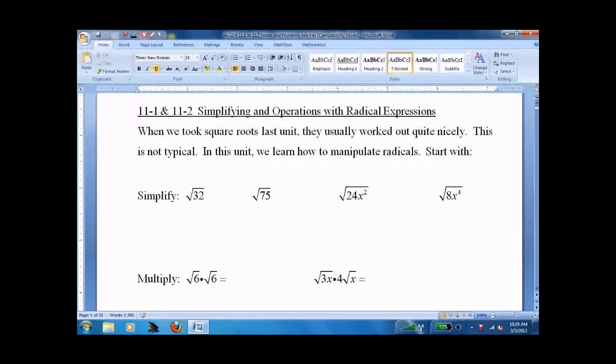Big reason we don't like that is we can combine them, they can divide out, we can do all sorts of things. So we have to get used to dealing with radicals without cranking them out in our calculator. For example, square root of 32 is not clean. How do we simplify it and write it in a better way?